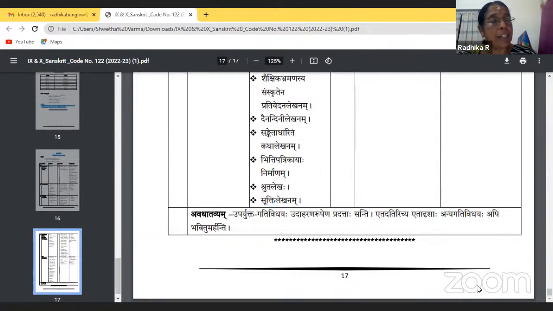The syllabus is available on the official site of CBSE. They can go through these syllabus and get the awareness of the board exam. If any doubt, you can ask. This is a pattern of the question.